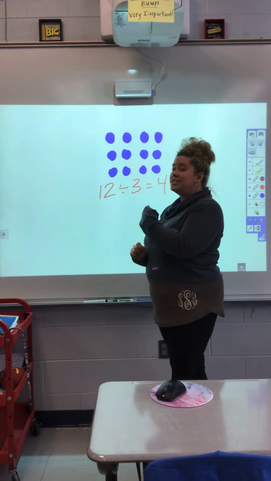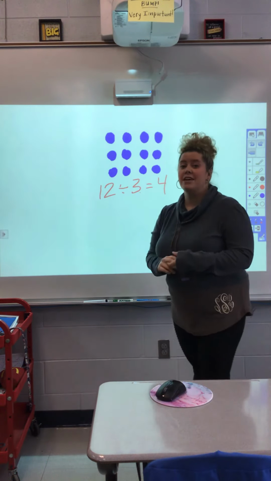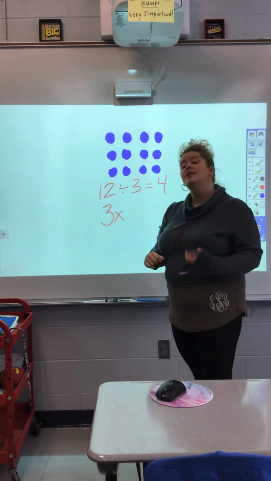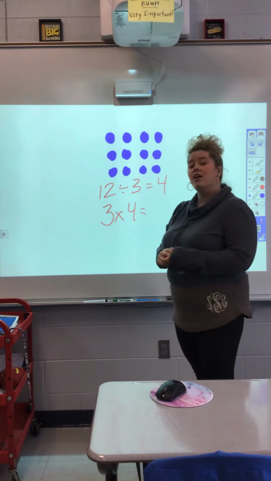How can I write a multiplication sentence for that same array without changing anything? Well, to get my first factor, how many rows do I have? 3. Times how many columns? 4. How many are there total?